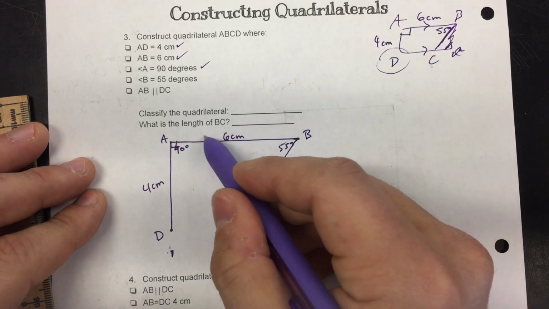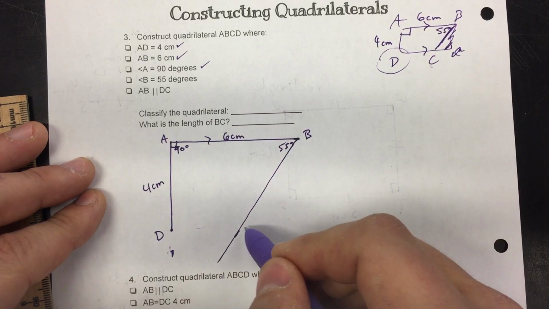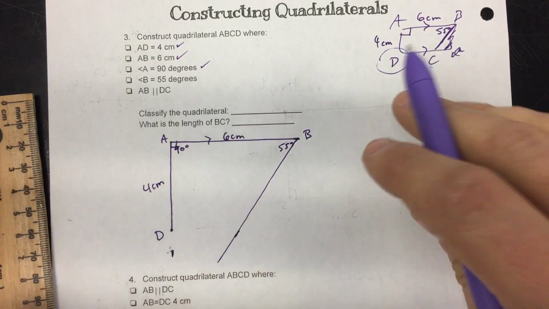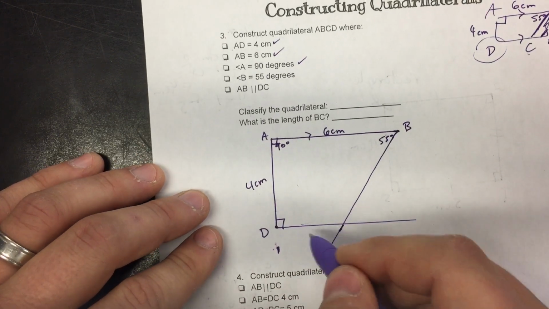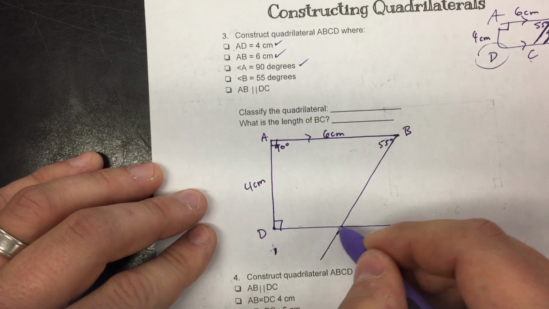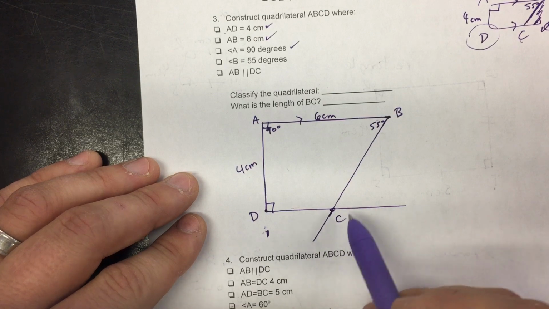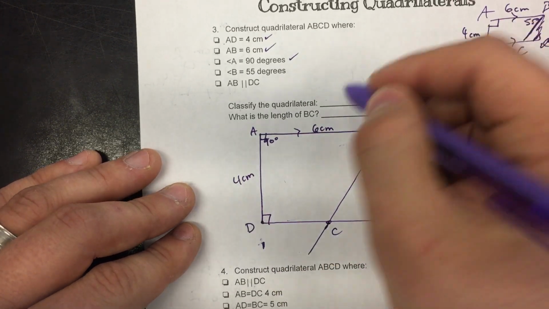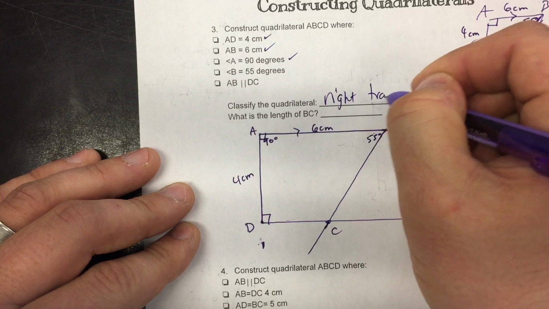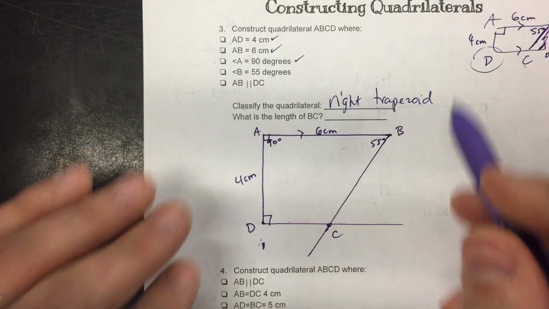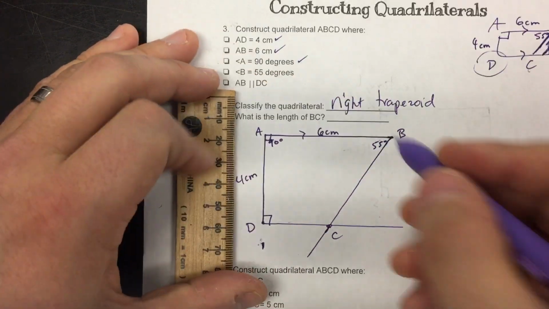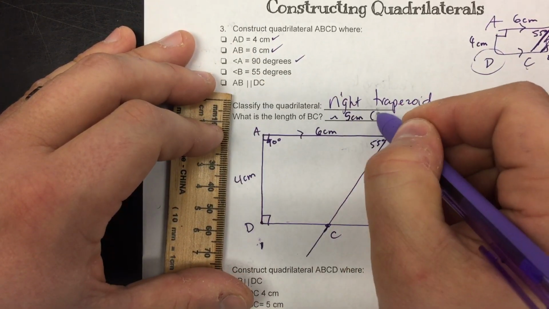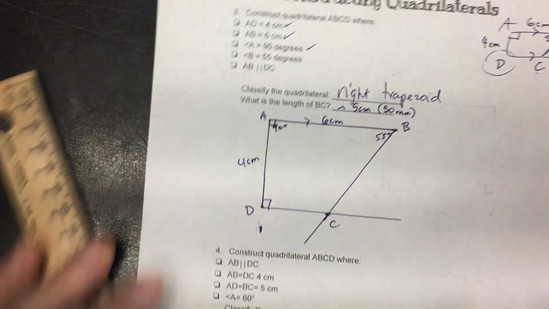And the last thing is that this is going to be parallel to whatever this line is here. So that means that this has to be 90 degrees as well. You could use a protractor to do it. So that's going to be 90 degrees. That's 55, and this is point C. So it's okay if these overlap. You can still see a quadrilateral here. So this is a right trapezoid, and the length of BC is around 5 centimeters or 50 millimeters again.